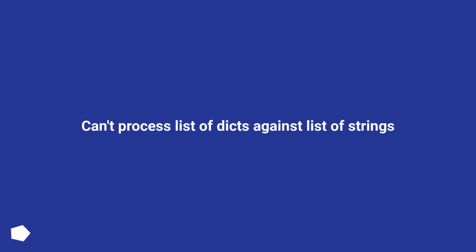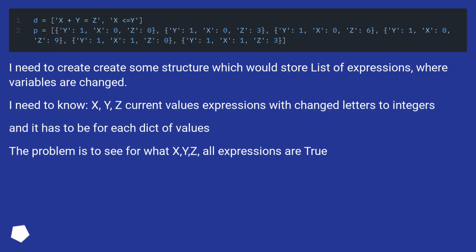Can't process list of dicts against list of strings. I need to create some structure which would store a list of expressions where variables are changed.